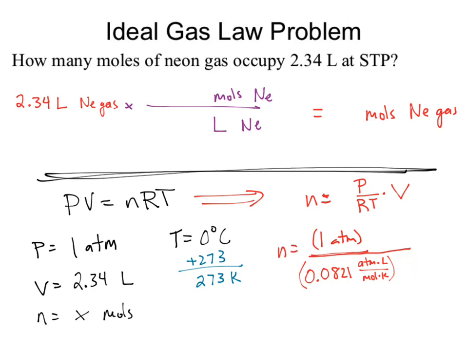So I don't use degrees Celsius. I would use 273 Kelvin. Okay. We still have to include the volume. So that has to get thrown in here, in a slightly different color at the end. We said the volume was 2.34 liters. If we go through and check our work, what happens? Atmospheres cancel, liters cancel, kelvins cancel.